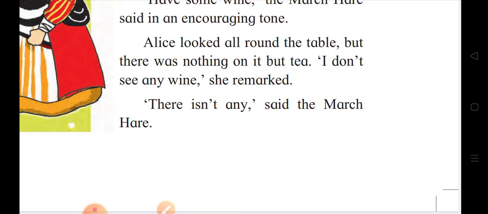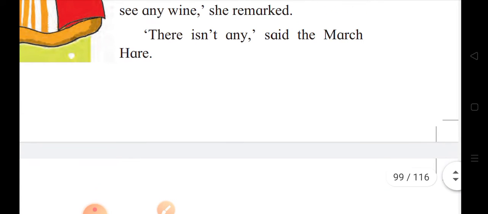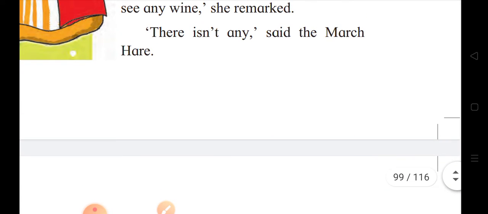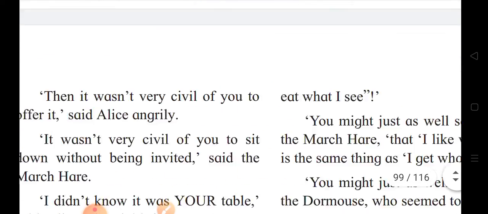So March Hare told her in an encouraging tone that you can have some wine. But then, was there any wine? No, there was no wine, and she could not see any wine on the table. She saw only tea on the table. "I don't see any wine," she remarked. "There isn't any," said the March Hare. So he just wanted to make fun of her.